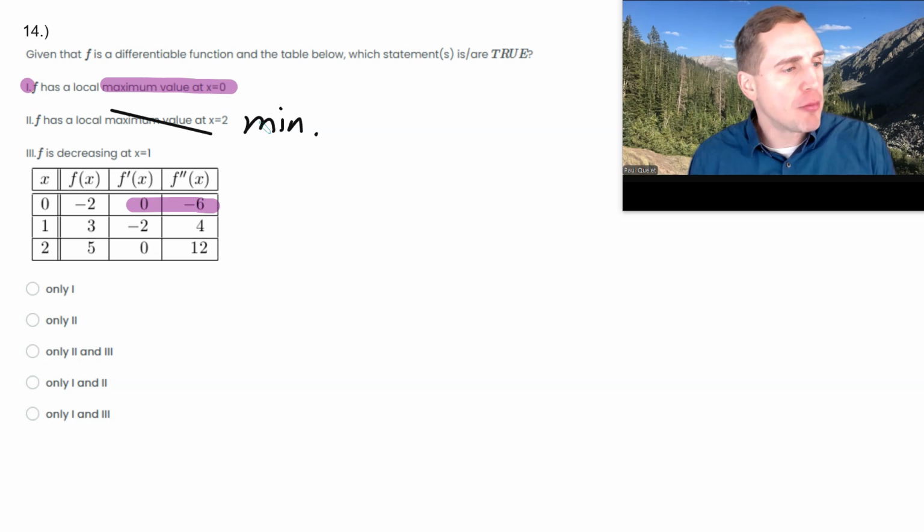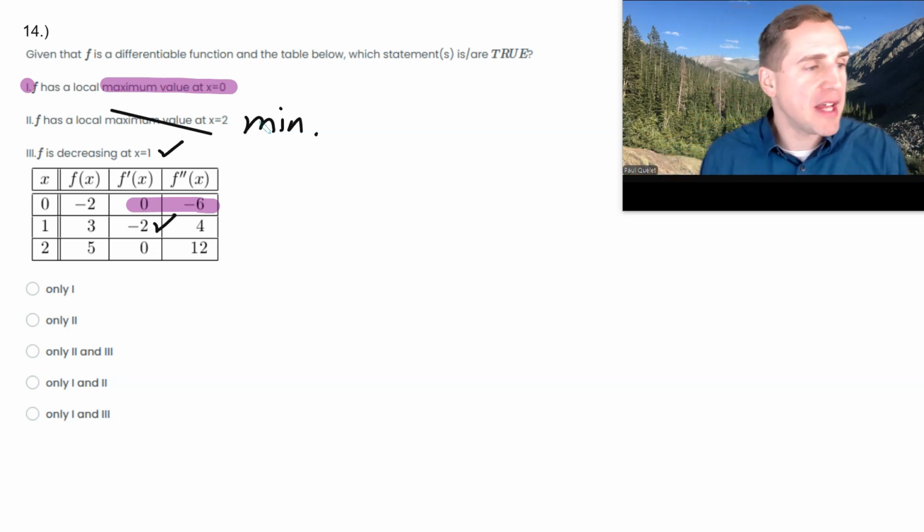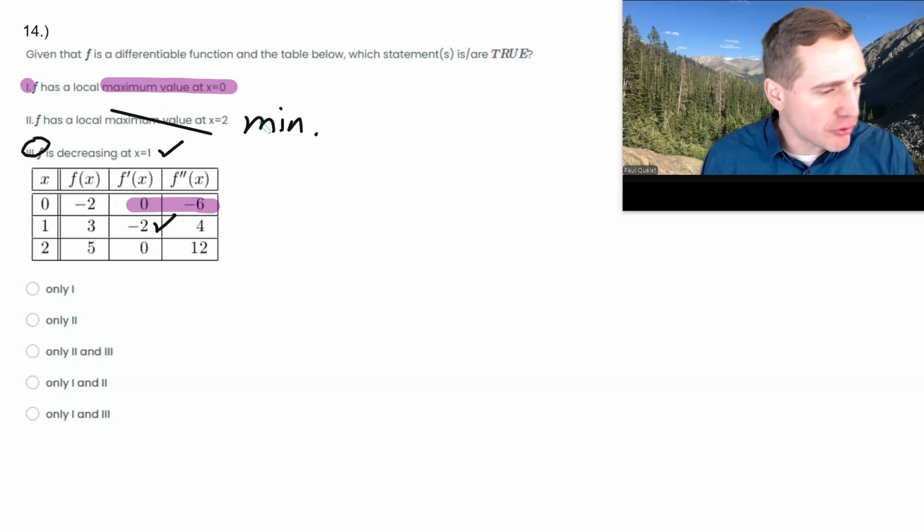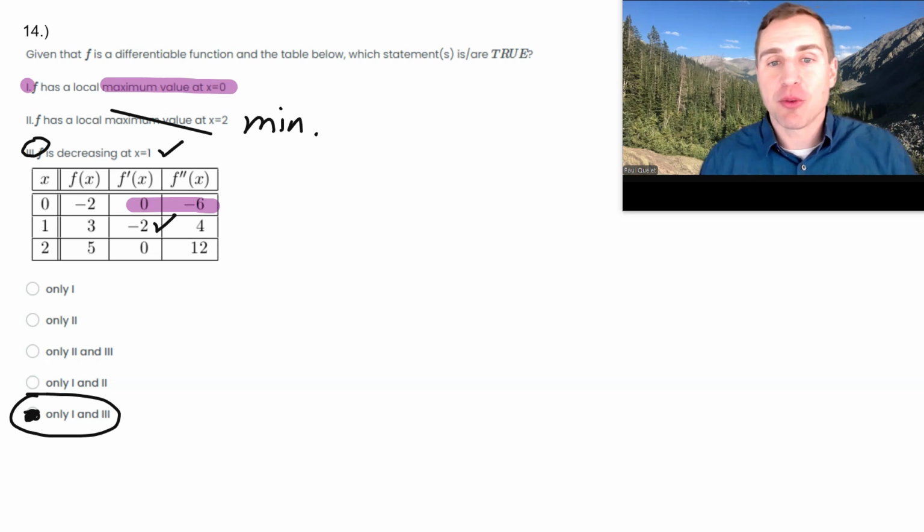How about Roman numeral 3? It says f is decreasing at x equals 1. So decreasing just means that the first derivative is negative, and that's exactly what we see. So we see at x equals 1, the first derivative is negative, and so the function is decreasing at that point. So we're going to say numbers 1 and 3 in terms of the Roman numerals. 1 and 3. So that's this choice. All right, so we have the correct answer.